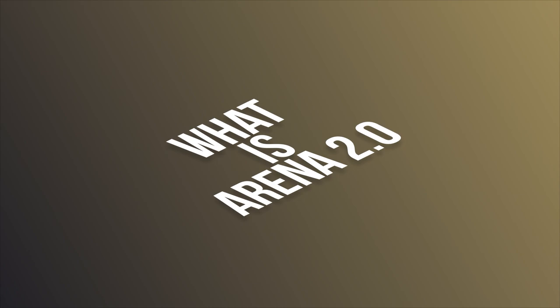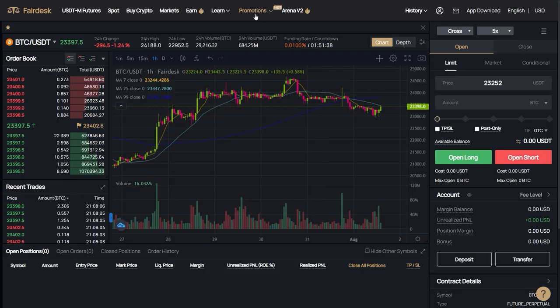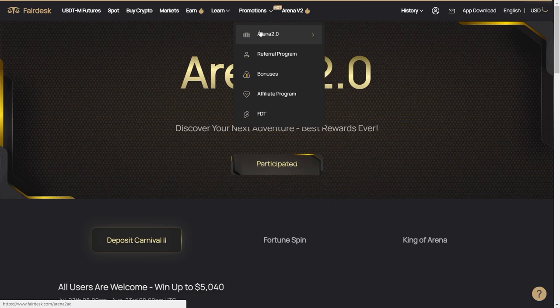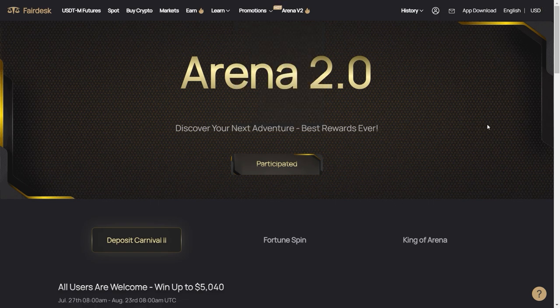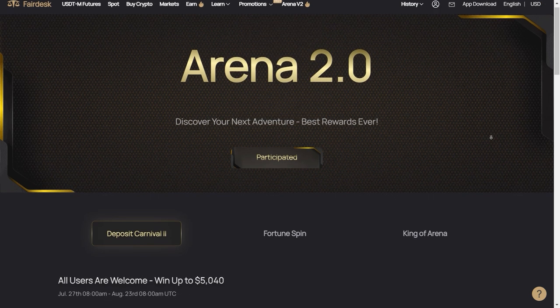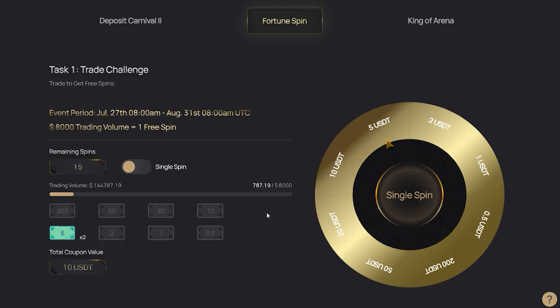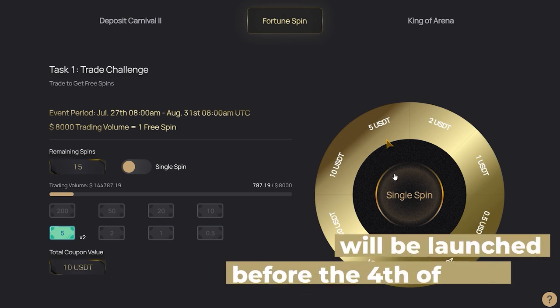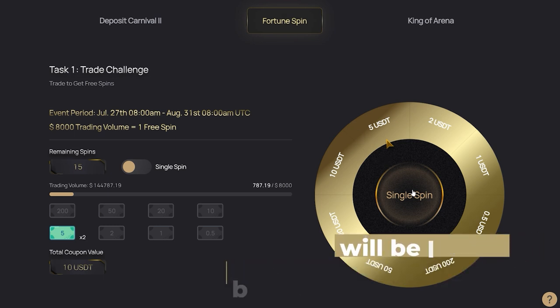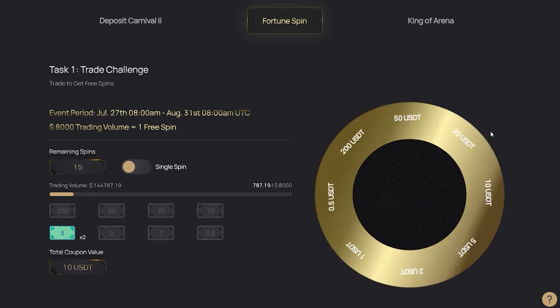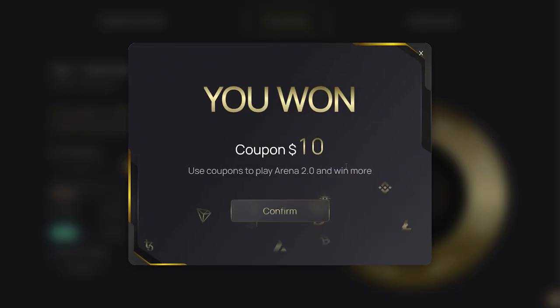What is Arena 2.0? Introducing Arena 2.0, a new feature that allows users to earn money by predicting the price of cryptocurrencies. How to play Arena? The full functionality of Arena 2.0 will be launched before the 4th of August, but users can already participate in a giveaway event by depositing real assets or using coupons to play.